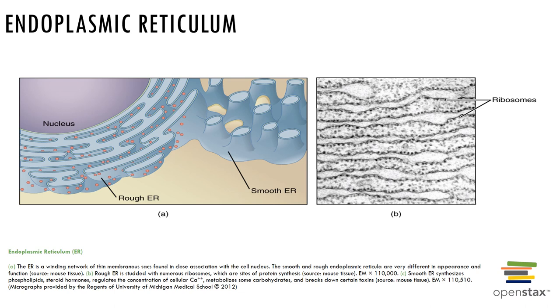Smooth ER consists of no ribosomes, and the tubules are generally arranged in a looping network. Smooth ER also has numerous functions, including synthesizing phospholipids and cholesterols, steroid hormones, synthesizing and storing glycerides, and synthesizing and storing glycogen.